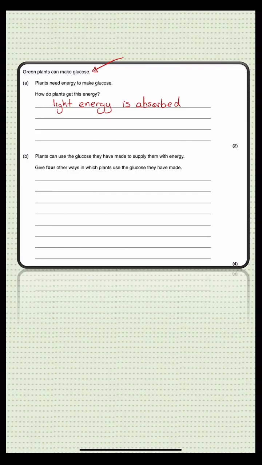Chlorophyll. The screen turned black. Is that for everyone else? Can everyone see? Someone said the screen turned black. You can see, okay, fine. Must just be that one person. Okay, cool. So that's the two marks there.